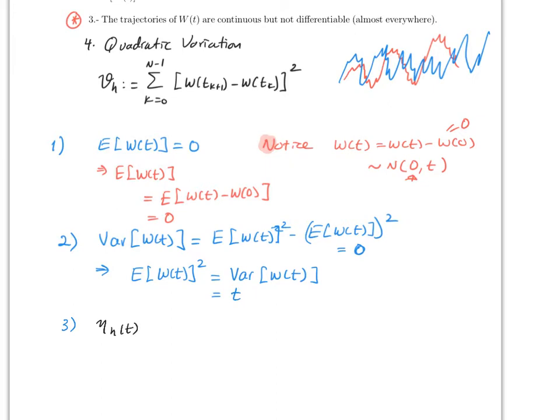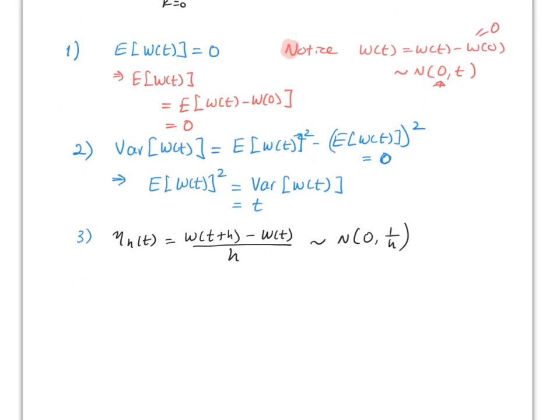So let's define nu h of t to be the difference of two Wiener processes, or the difference constant that you saw in calculus 1. Right, so clearly you can see that this is a normal distribution with mean 0 and variance 1 over h. Now, if we wanted to find the derivative, in theory, the derivative of this is equal to the limit as h goes to 0 over this part.